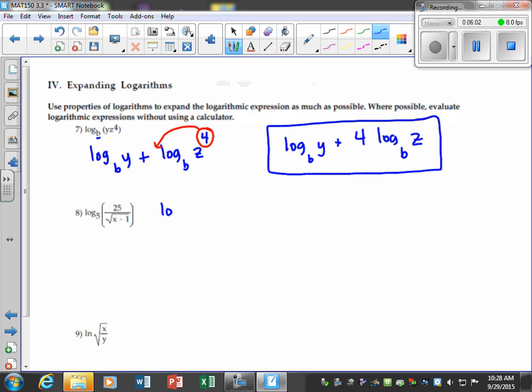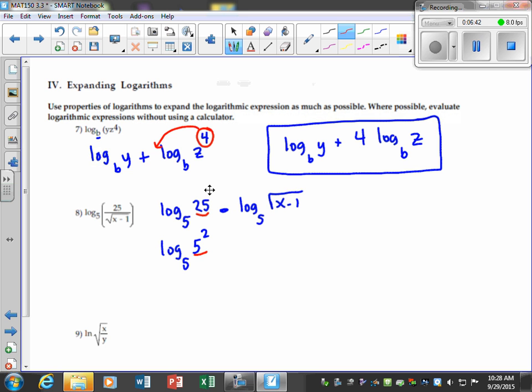So we will have log base 5 of 25 minus, because this was division, log base 5 of the square root of x minus 1. Now, can we rewrite this to possibly fit one of our previous properties? Yeah, how can I rewrite 25? 5 squared, right? So let's just see the log base 5. This is 5 squared. All I did was rewrite 25 as 5 squared for this step.